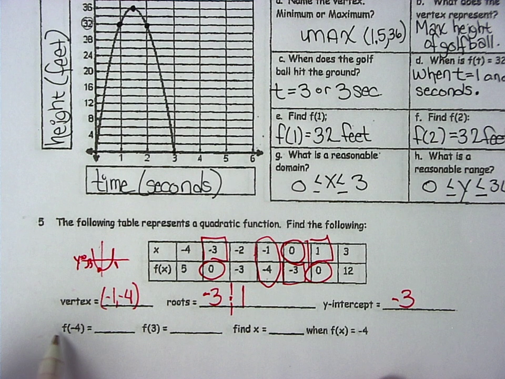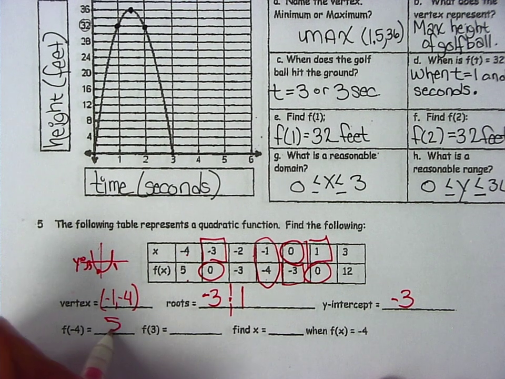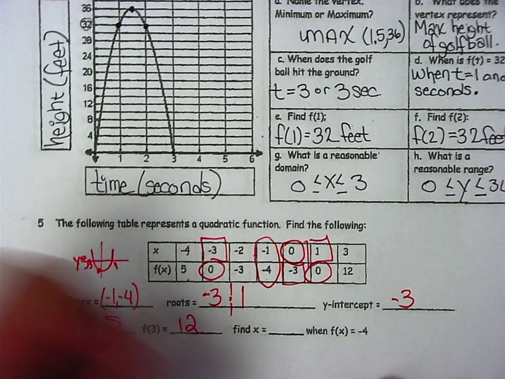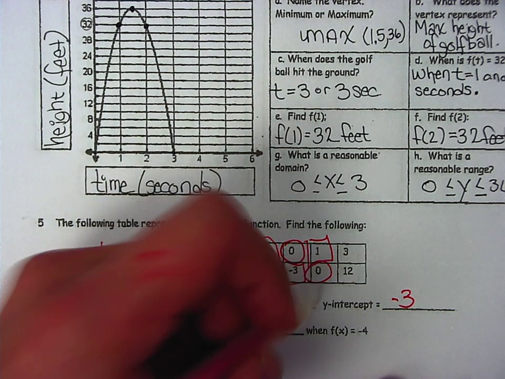Now, find the function value when x is -4. When x is -4, my function value is 5. When x is 3, which is over here, my function value then is 12. And then find the x value when I get a result of -4. I get a -4 right here when x is 0.